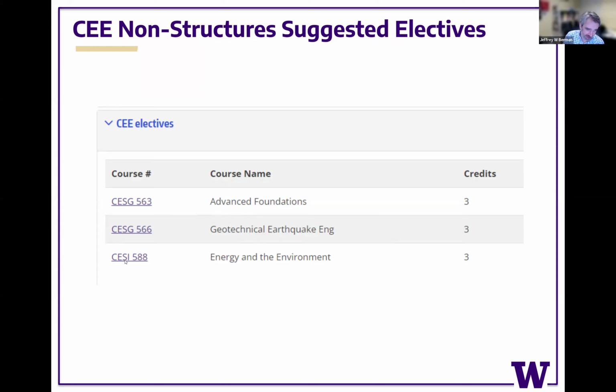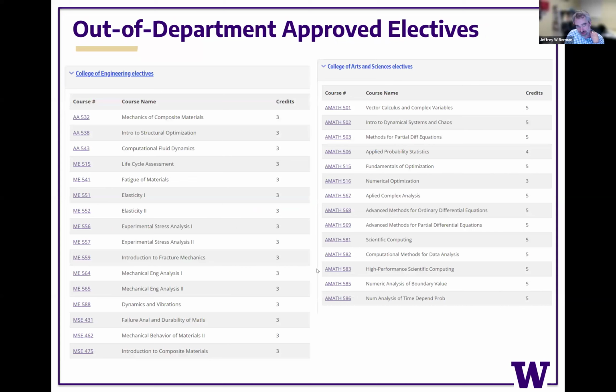And then a class, this is also within the civil engineering department. It is in CESI, which is the construction and infrastructure group. They have a class 588 that is energy and the environment that's really good, that a lot of our students take as well. If it helps you understand, maybe do some calculations for LEED and things like that.